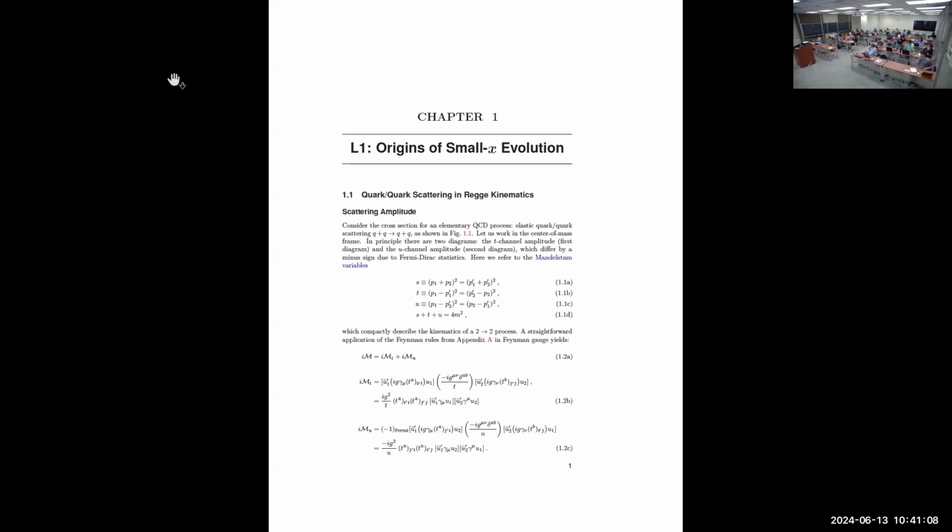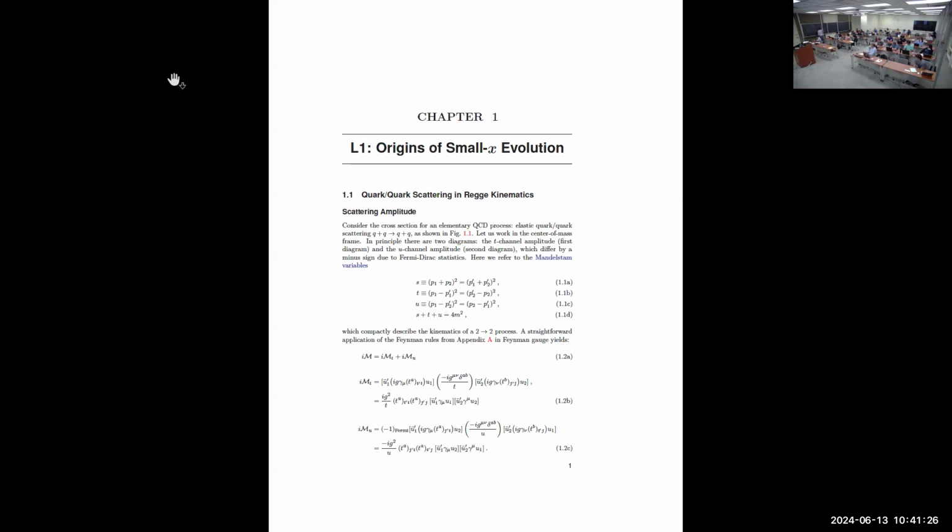So my u-channel is going to have a propagator that goes like 1 over u. And then what is u doing in this limit? I talked about s and t. There are 3 Mandelstam variables, s, t, and u. Why didn't I talk about u? Because u isn't independent of the other ones.